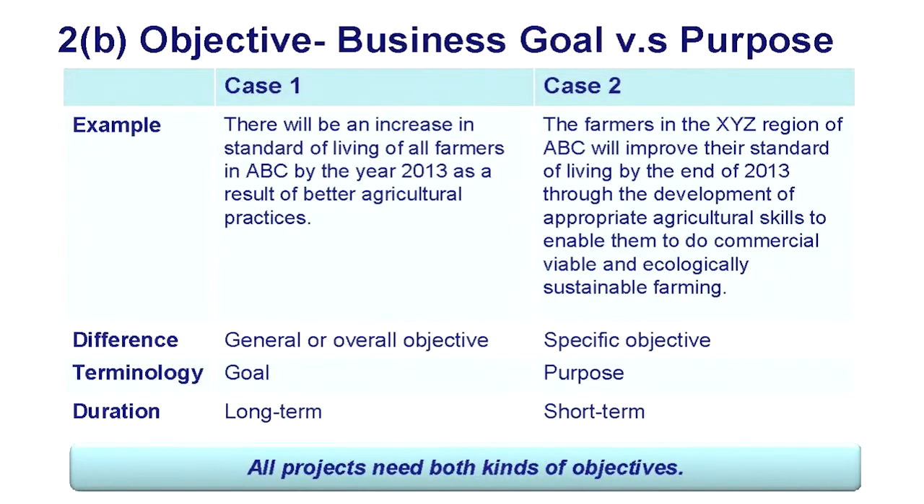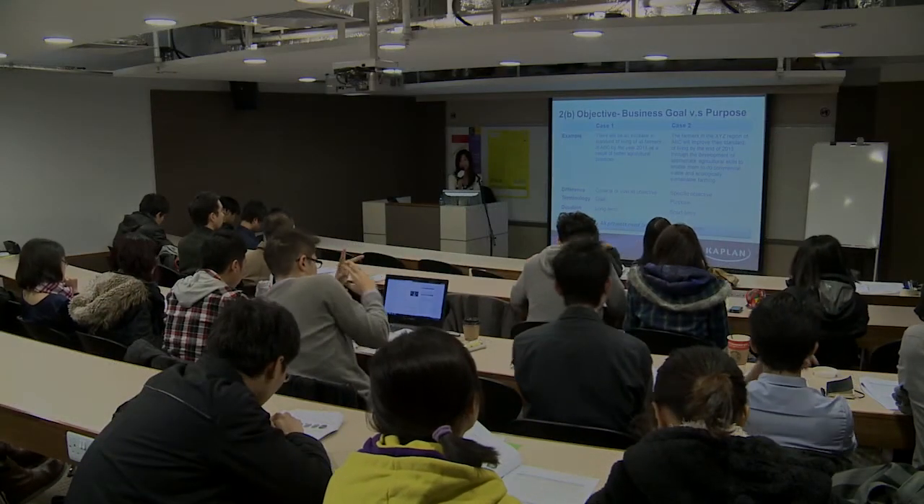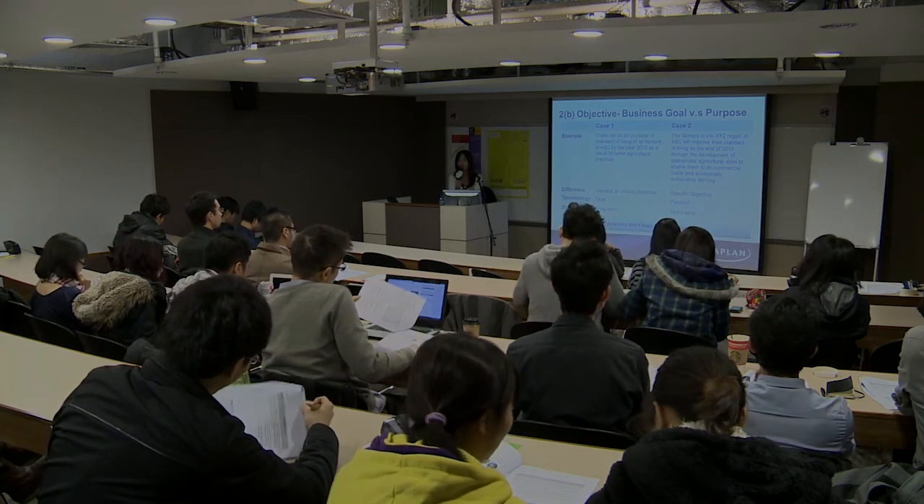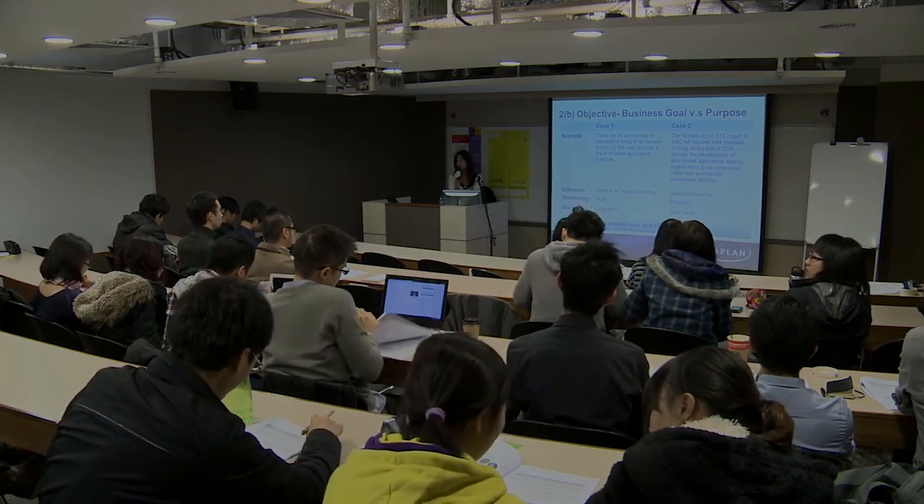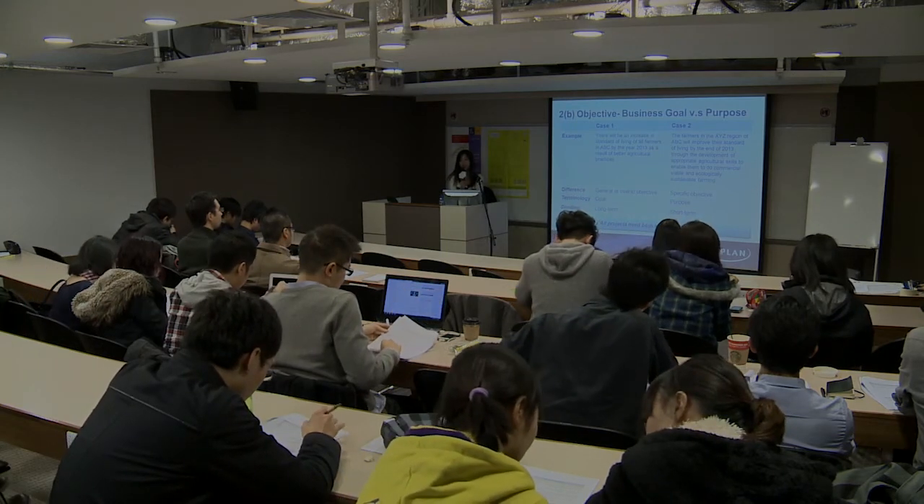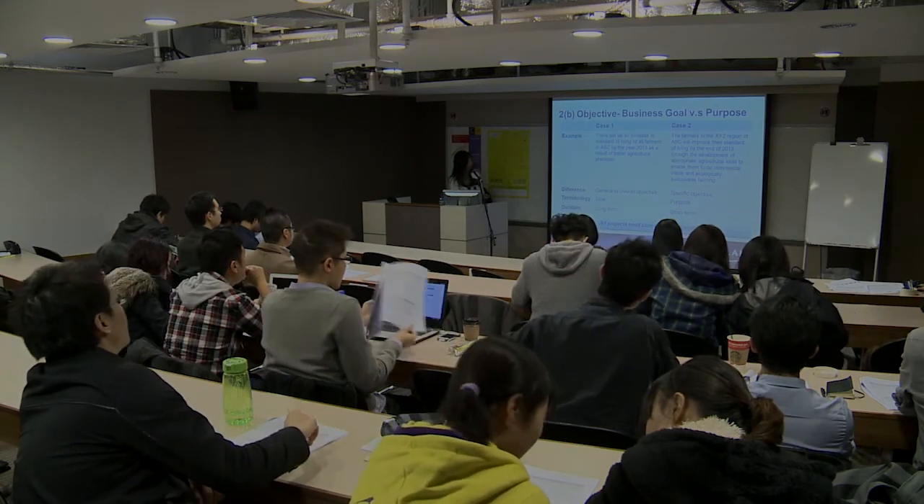Case number 1, it's a general and overall objective. When you're talking about objective, you have to look, is it too general, too broad? You have to be more specific, because if you are not specific, people don't understand how you can achieve it within a short period of time. So what are the things you're going to do to achieve it?